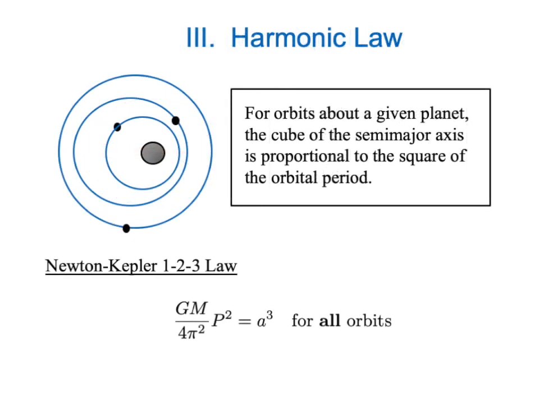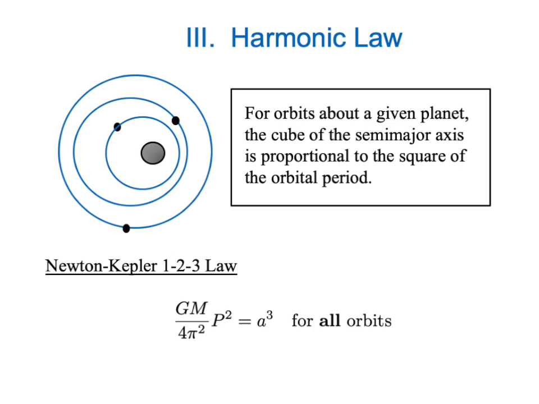And Kepler's third law is the harmonic law, which states that if you have several different satellites in orbits around a given planet, the cube of the semi-major axis is proportional to the square of the orbital period for the satellites. And Newton was able to show that that was a consequence of the law of gravitation that he found. And we can express that as what we call the Newton-Kepler 1, 2, 3 law, that G times the mass of the planet over 4 pi squared times the square of the orbital period is equal to the cube of the semi-major axis for all orbits of all satellites around all bodies.